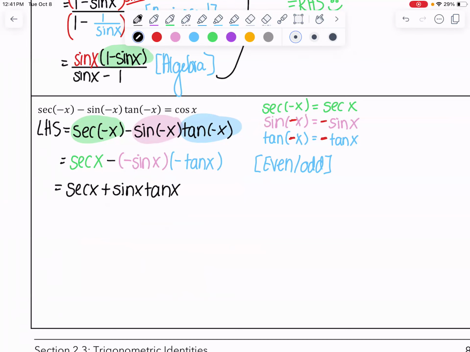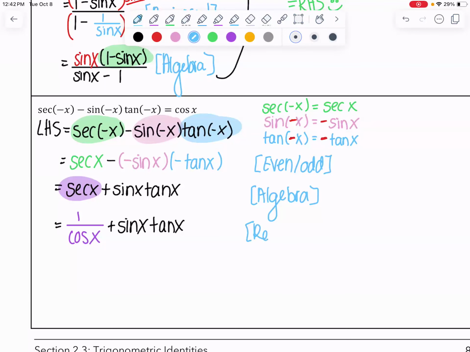My thought process is change everything to sines and cosines. Because Alex is a little bit tricky with this, you do need to do this in multiple steps. So you'll start with, let's say, secant. Secant is reciprocal rule, 1 over cosine x. And then leave sine and tangent alone. Oh, and also the previous step was algebra. This step was a reciprocal identity.